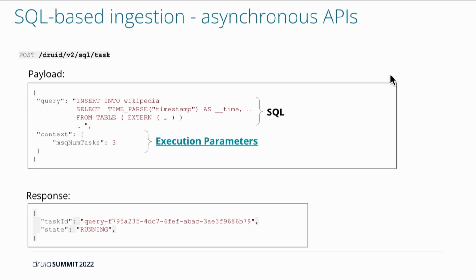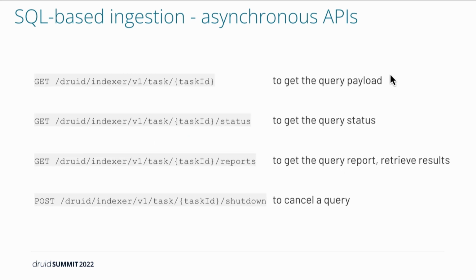The response to this API is almost immediate. It will give you a task ID, which you can use to interact with the query with other APIs. You can get the query payload using a get on the task ID, or get the query status, or the query report, which shows you the results of an ingestion or the results of a select statement. And finally, there is the ability to cancel the query using the shutdown API.